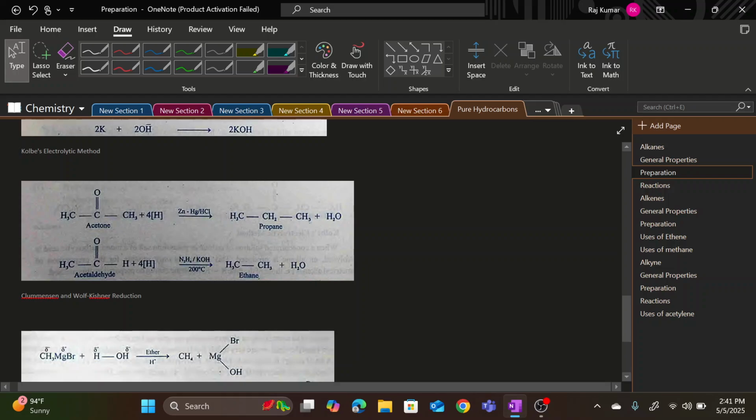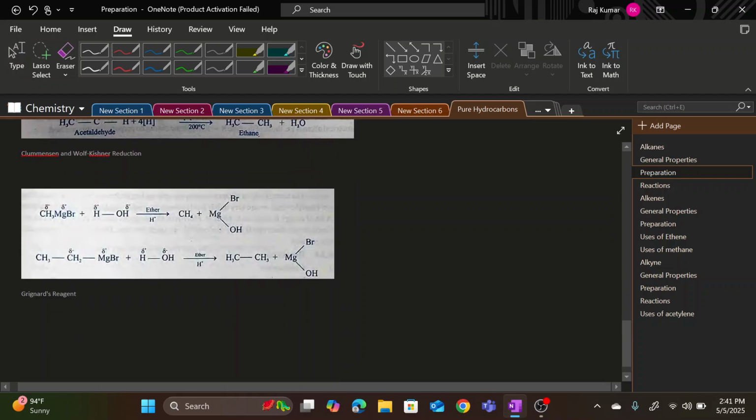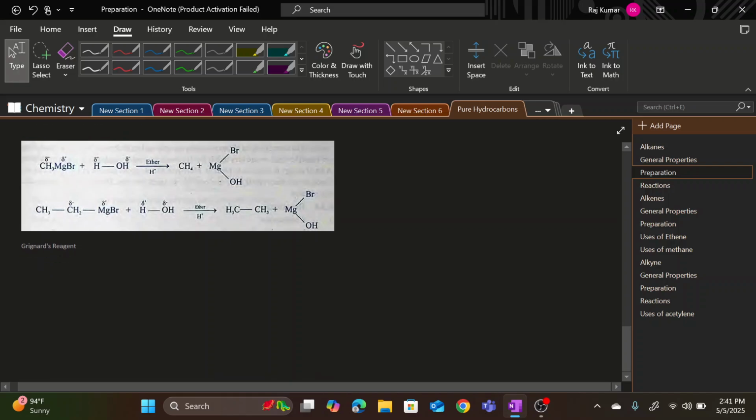It will essentially produce an alkane, a propane. And when we reduce acetaldehyde in the presence of hydrazine and potassium hydroxide at 200 centigrade, it's going to make ethane. So these are two essential reactions that need to be understood. After that, we have Grignard's reagent.